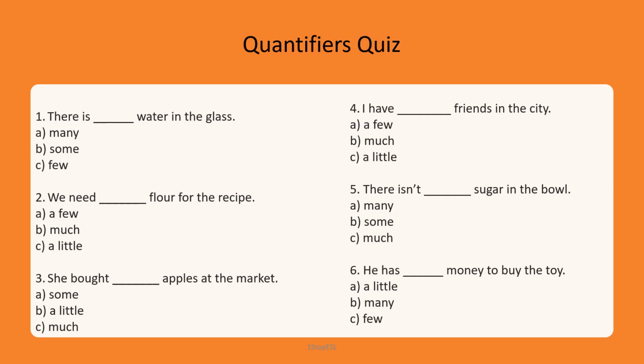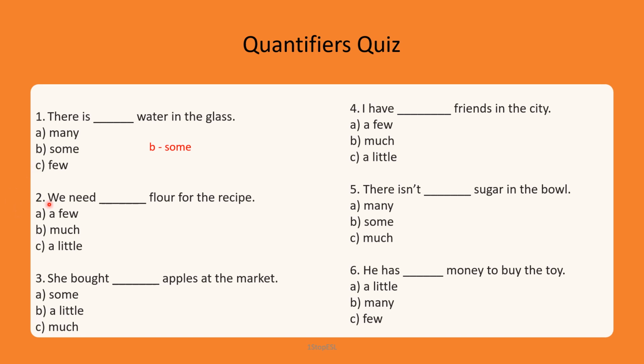Okay, read the sentences and choose the best answer. Number 1, there is blank water in the glass. There is many water. There is some water. Or there is few water. I hope you chose some. Give yourself a tick if you got that right.